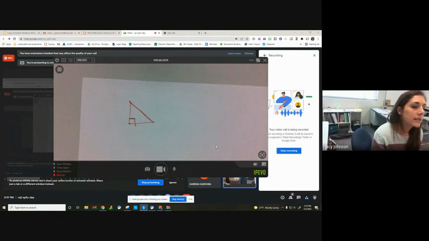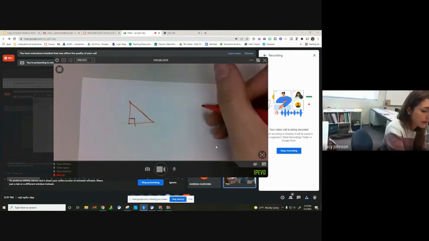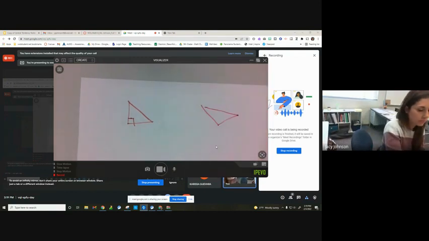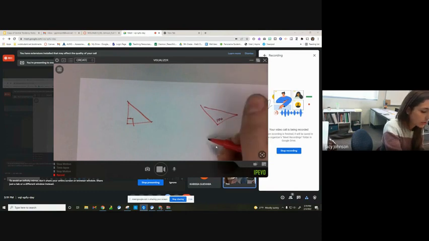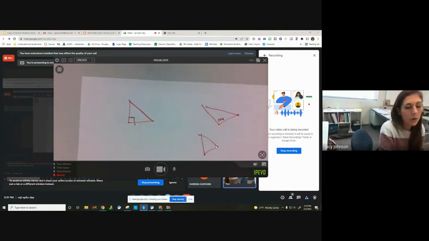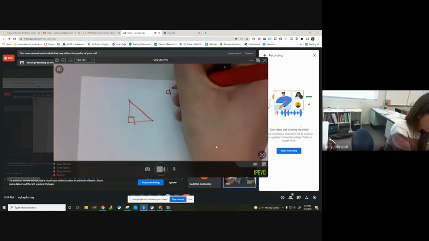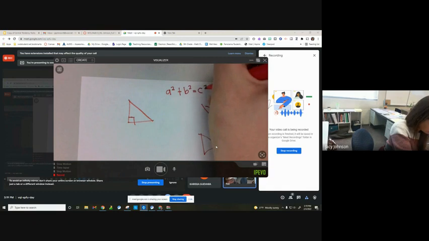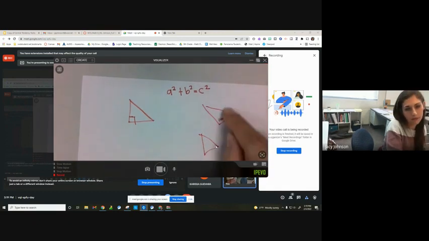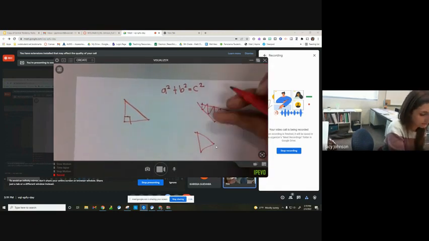So I said this only works for right triangles. So if you have an obtuse triangle, like if that's 100 degrees, or you have an acute triangle where all of the angle measures are smaller than 90, this fancy equation, which they call the Pythagorean theorem, a squared plus b squared equals c squared, doesn't work for these two types of triangles.